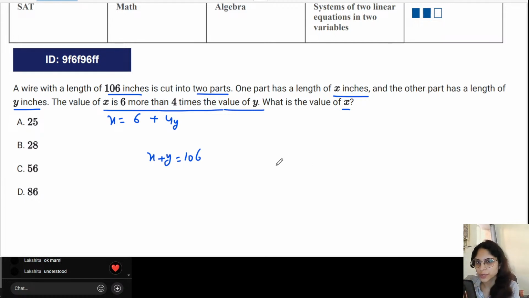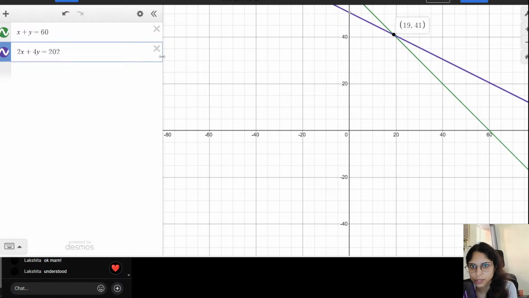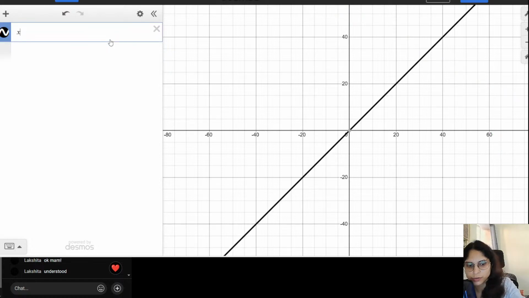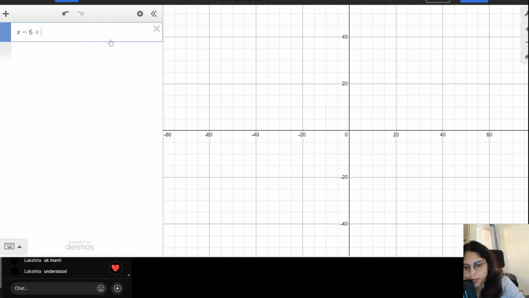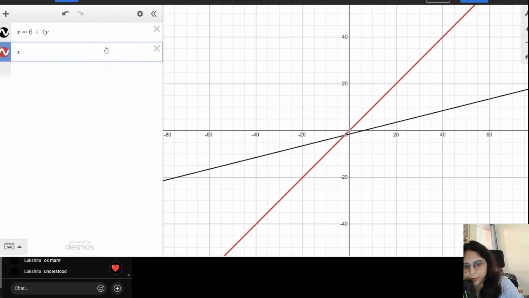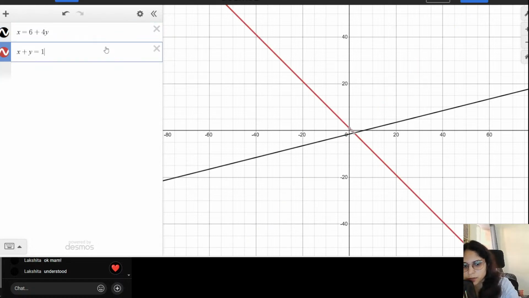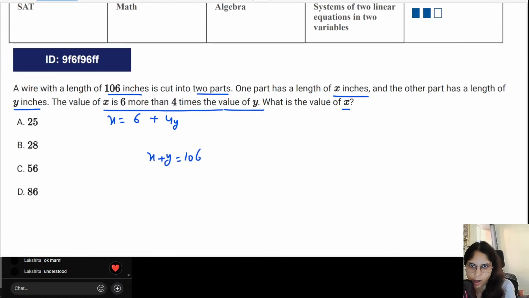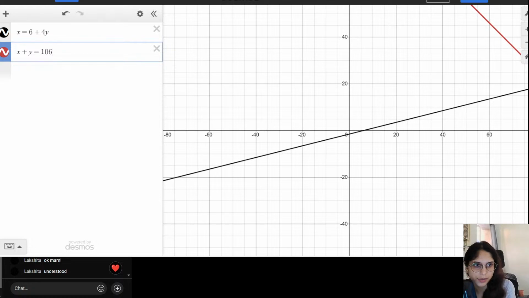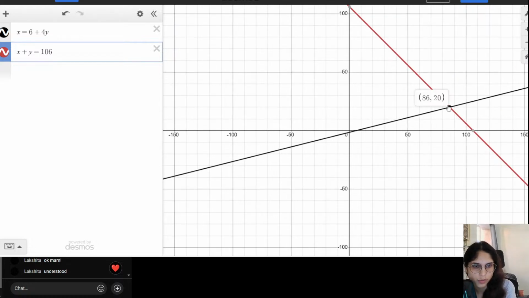Now subtracting is not going to make sense. Even if you substitute, you will get the value of Y. So just go to Desmos. X is equal to 6 plus 4Y and X plus Y is equal to 106. Correct. Zoom out. Looking for the value of X, 86.